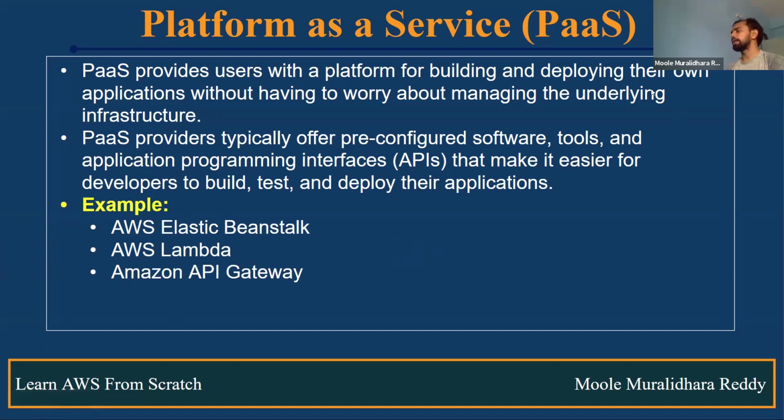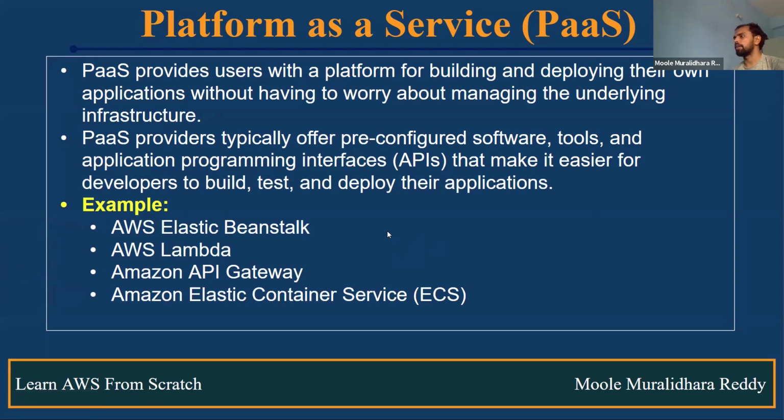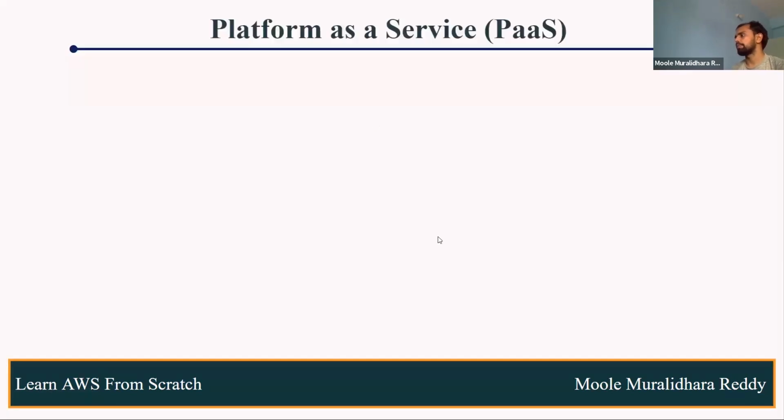Remember, guys, in real time it depends on use cases. We may use Beanstalk, Lambda and API Gateway as well. I will show you that. And we also have ECS, and in ECS we also have Fargate. These are platform as a service. Understand it? I will show you the diagram so that you will get some idea.